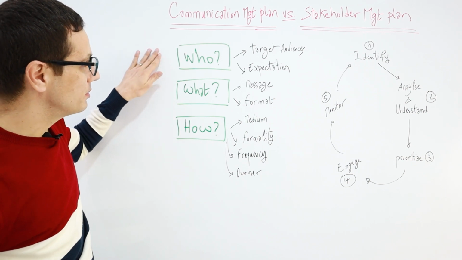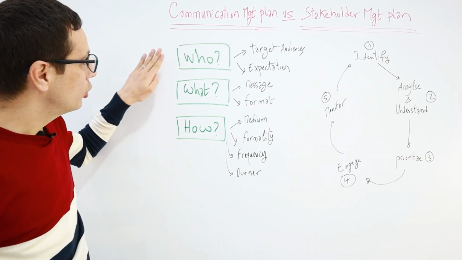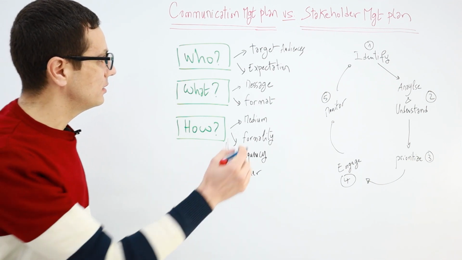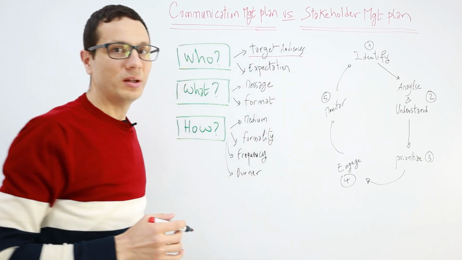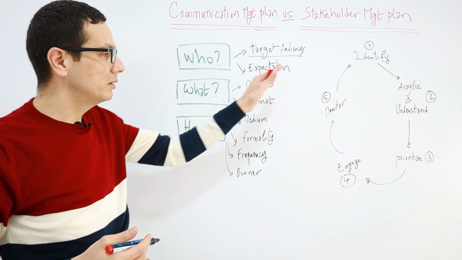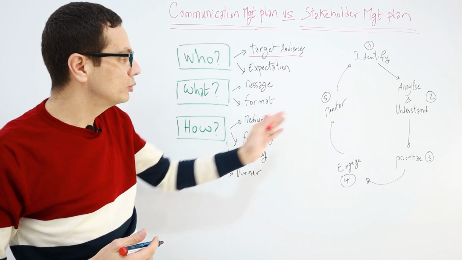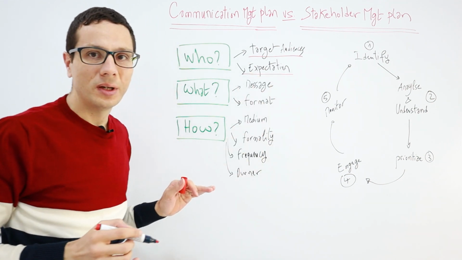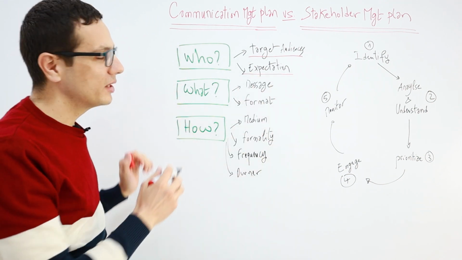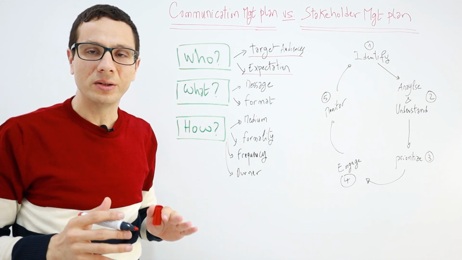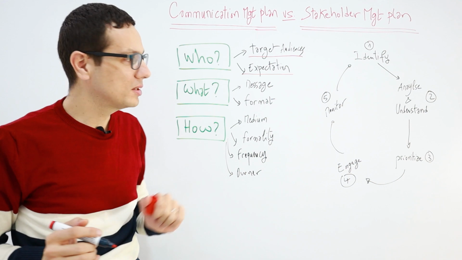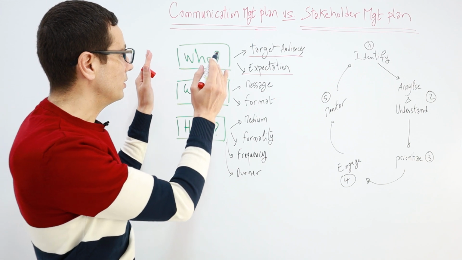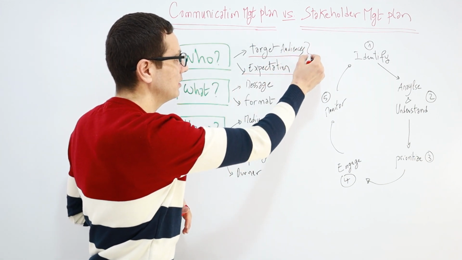The communication management plan defines who, what, and how. Who is the target audience, whether it's a key stakeholder, the CEO, the other stakeholder groups, etc. And what are their expectations? And usually we create a communication management plan to take care of any risk that might arise if we are not engaging stakeholders appropriately.